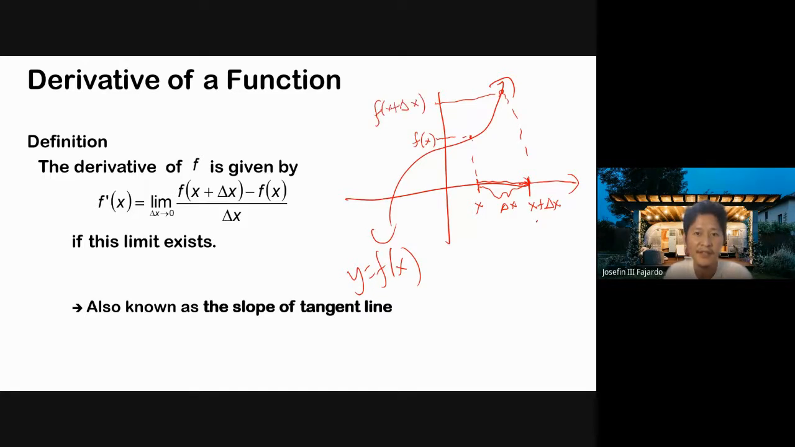So if I consider the slope of this line segment passing through these 2 points, suppose this line, using these 2 points, remember, if you try to find the slope, can you hear me by the way?